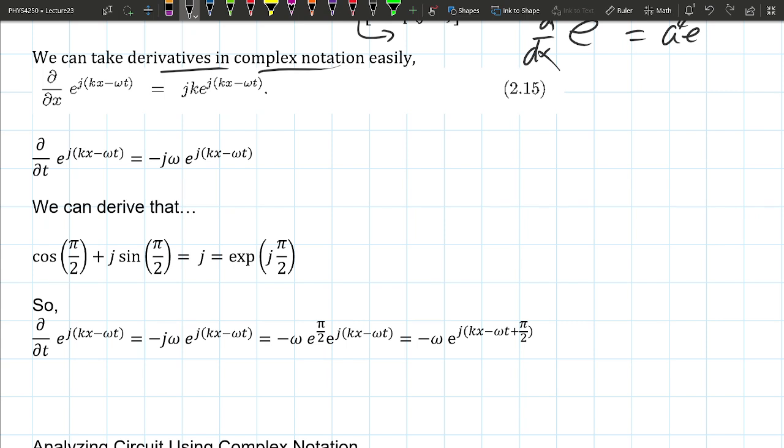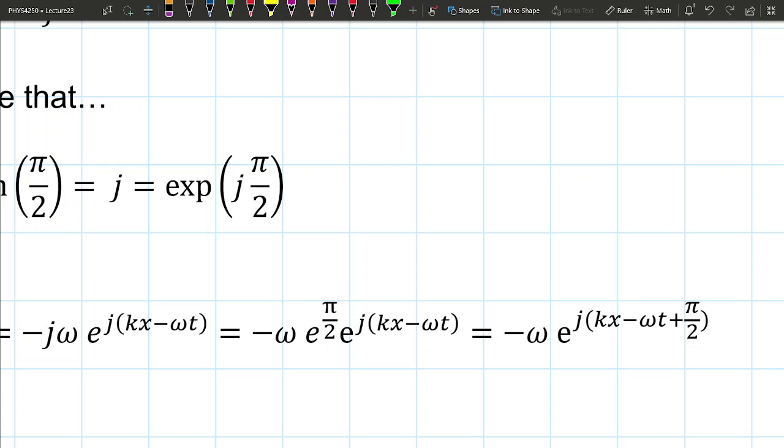Let me do this right. Shouldn't there be, yeah, there should be a j here also. Sorry about that. I think I made the same mistake last time. These are so small though also. You see what I mean? There should have been a j here in front of this exponential.